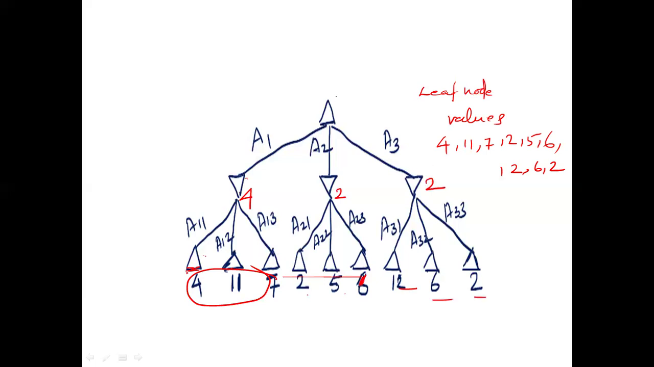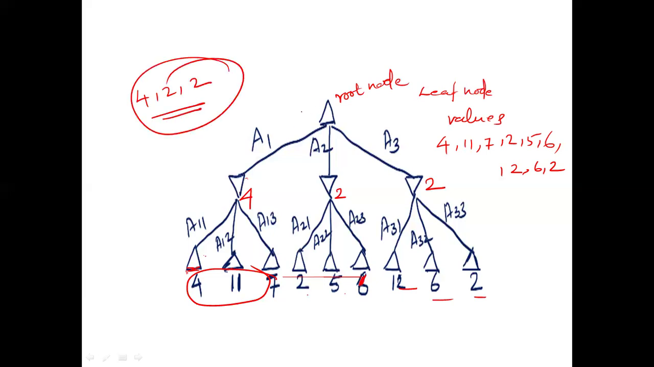And this is the root node. The root node selects among 4, 2, 2 in the second layer. Among these three, the maximum value is selected. This represents the max, this represents the min. And the final value is 4.